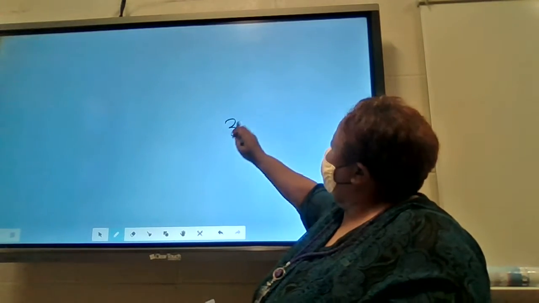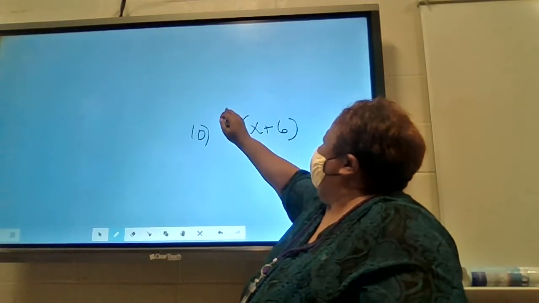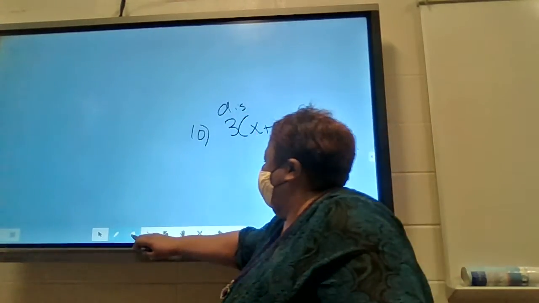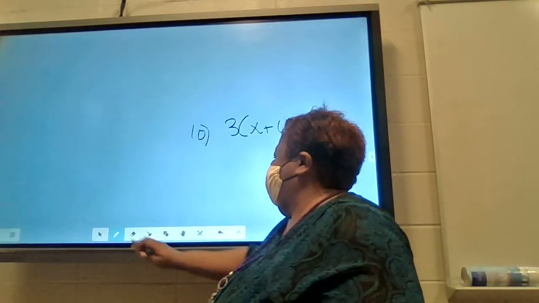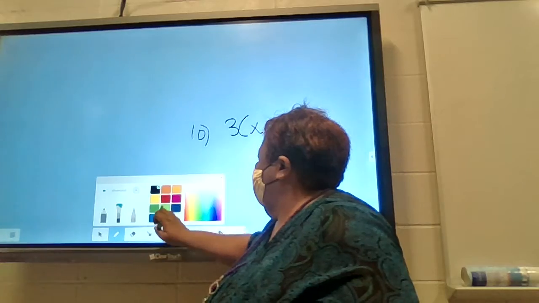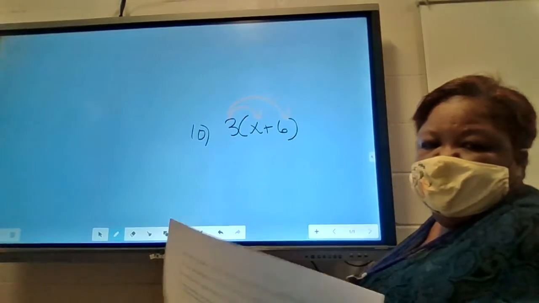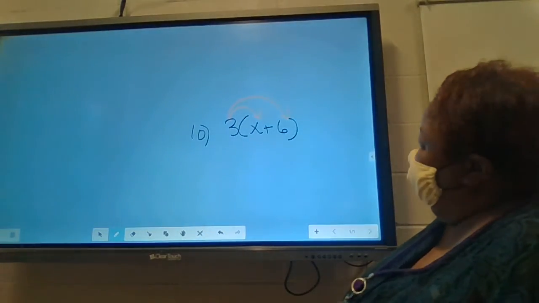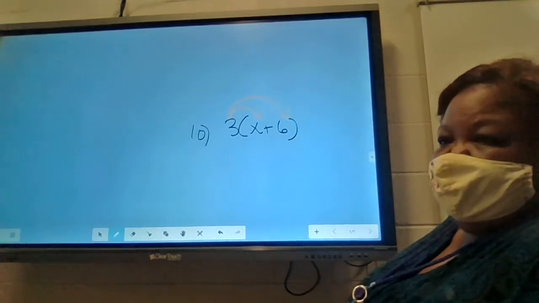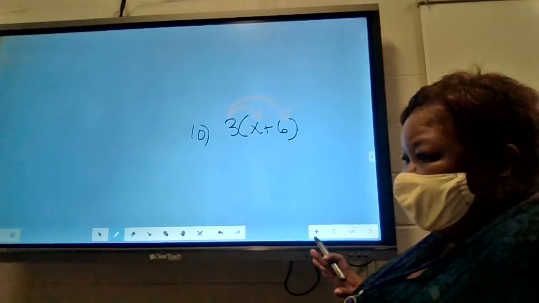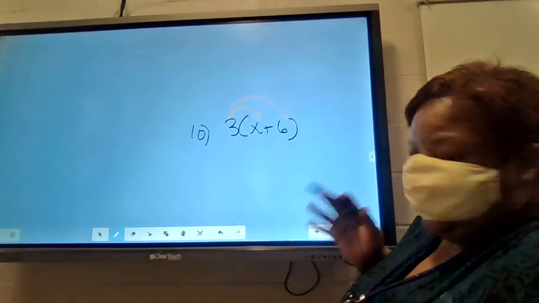Number 10, we're going to use the distributive property. Now, I don't want to write that because that's going to take up my space there. The distributive property, let me change colors briefly. Okay, so I'm going to multiply 3 times x, and I'm going to multiply 3 times 6. That whole expression is 3 times the quantity, x plus 6. The quantity means I got something in parentheses. So as you go into higher math, you'll start hearing the quantity or minus the quantity. That means it's in parentheses.